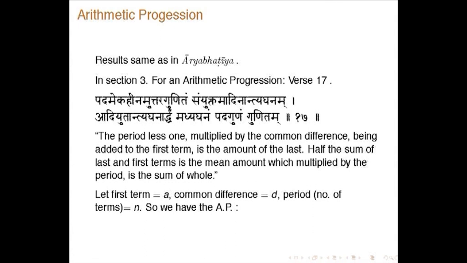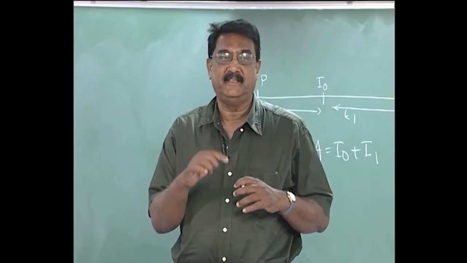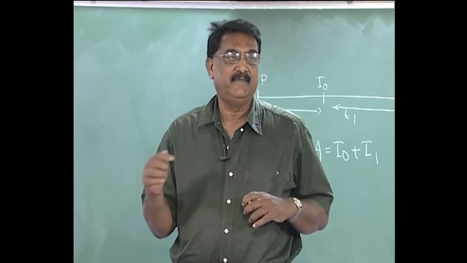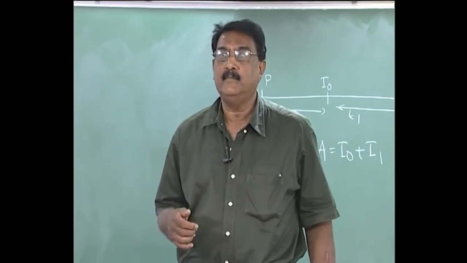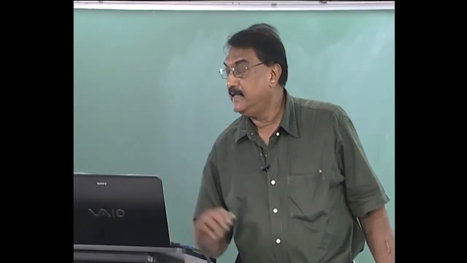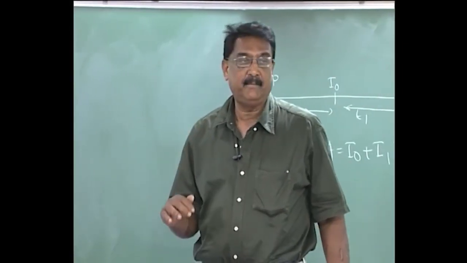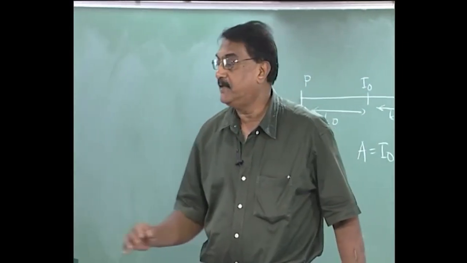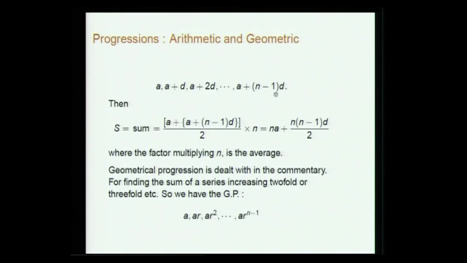Period means the number of terms, and naturally the average of these quantities in the arithmetic progression is first plus last divided by 2. That is the mean amount. So what is given is the arithmetic progression a, a plus d, a plus 2d, etcetera, up to a plus n minus 1 d. Then the sum is given by adding the first term and the last term, dividing by 2, then multiplying by the number of terms. So it is n a plus n into n minus 1 into d by 2, where this is the average.